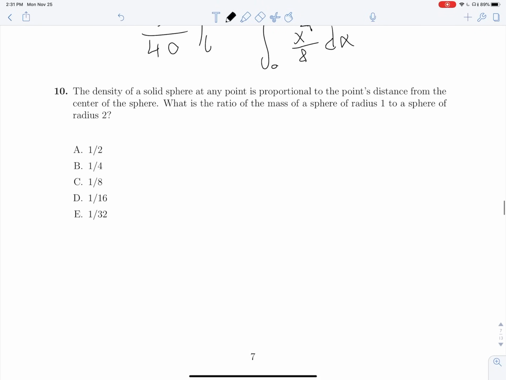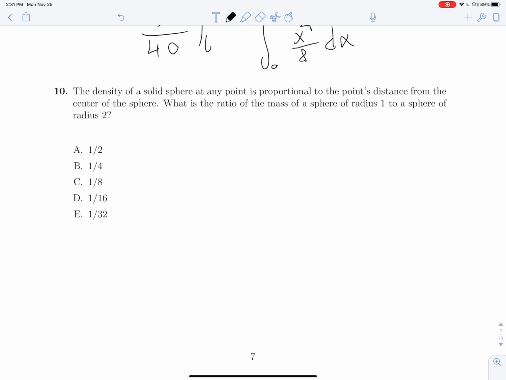Okay, the density of the solid sphere at any point is proportional to the point's distance from the center of the sphere. What is the ratio of the mass of the sphere of radius 1 to sphere of radius 2?